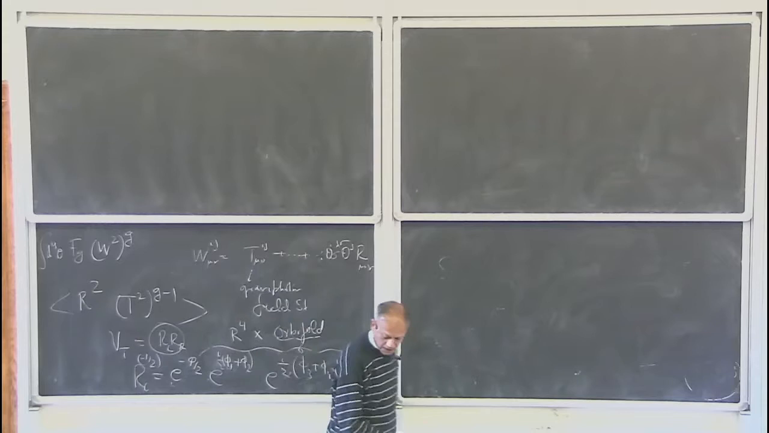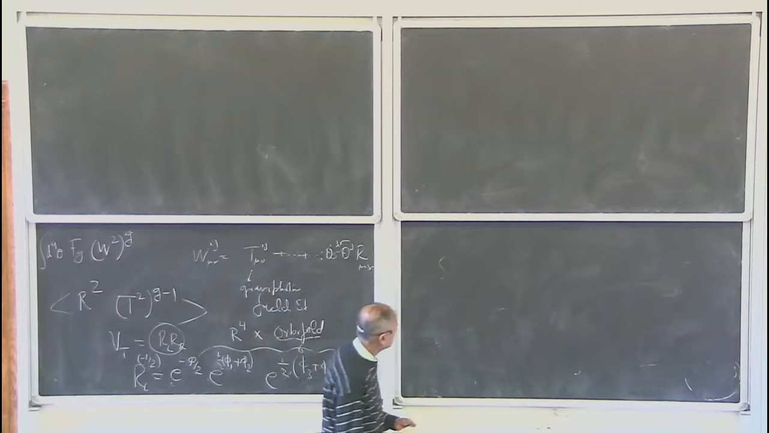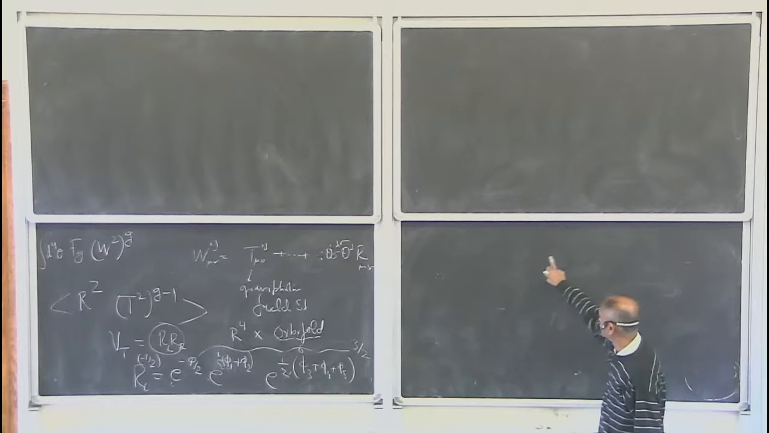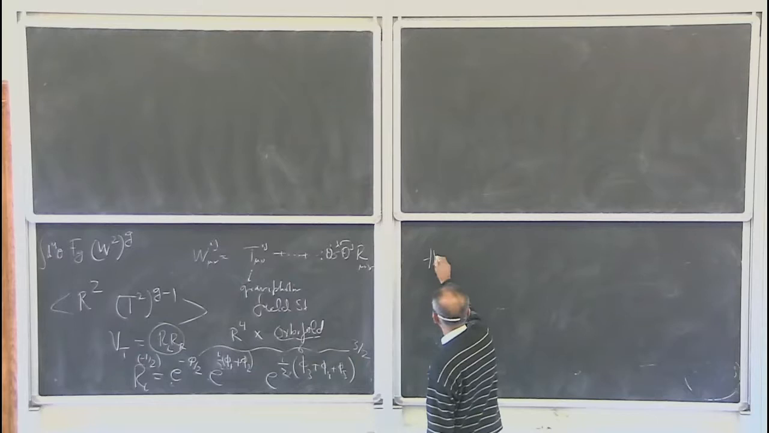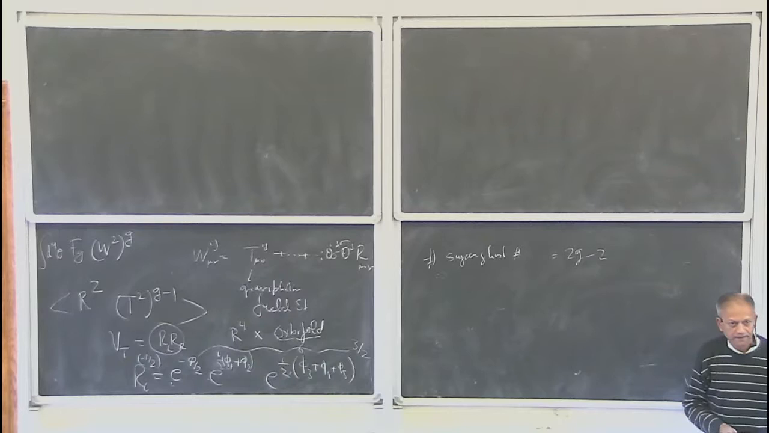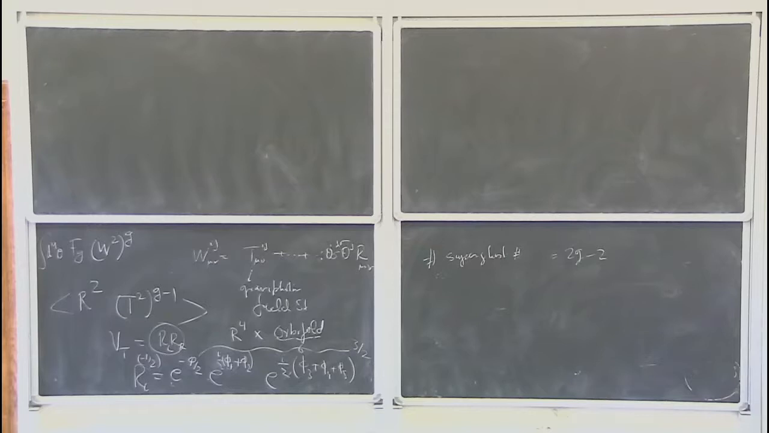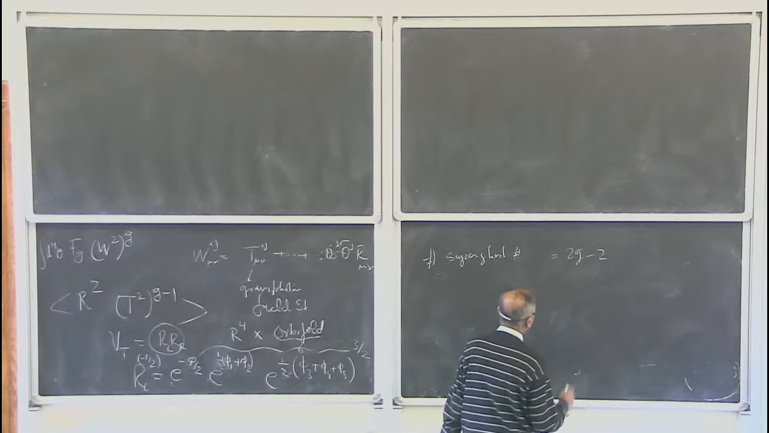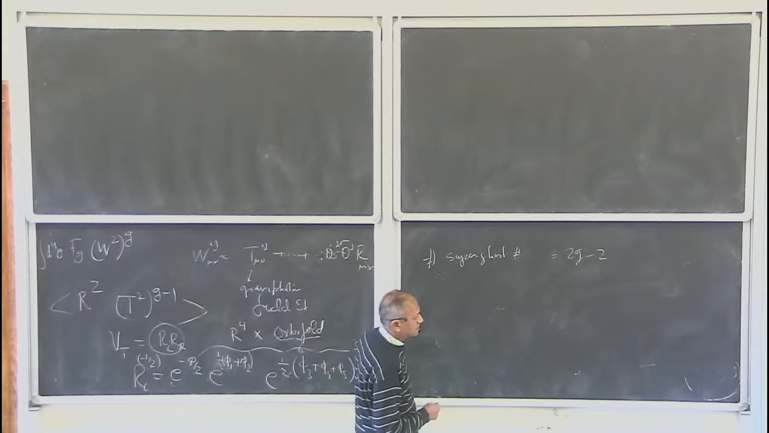Now, the total ghost charge on a genus G surface, which again follows from the Riemann-Roch theorem that we wrote down, the total super ghost number, should be equal to 2G minus 2 on a genus G surface. It is the same formula, 2 lambda minus 1 times G minus 1, but lambda is 3 half now. So it gives you that. So that's the total ghost charge.